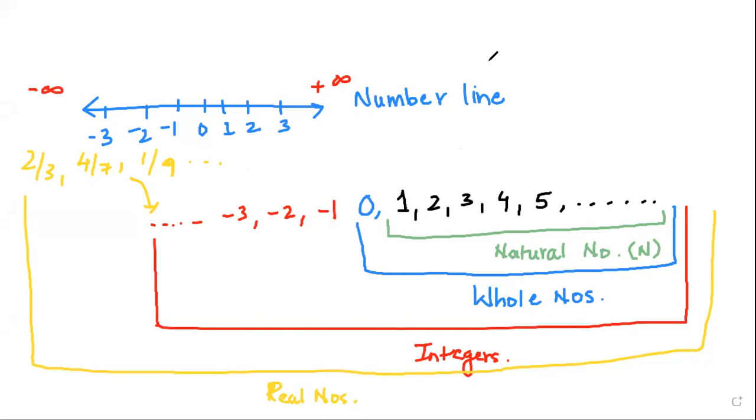Oh, I did not write it here. I thought I wrote it. Whole numbers is W, integers is Z, this is R. Have you written this down? Yes, ma'am.